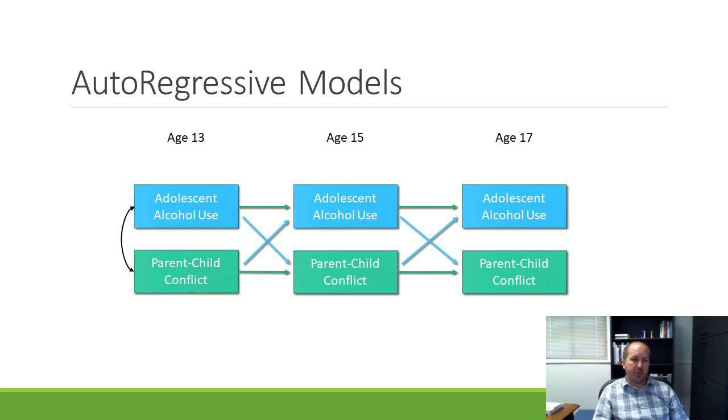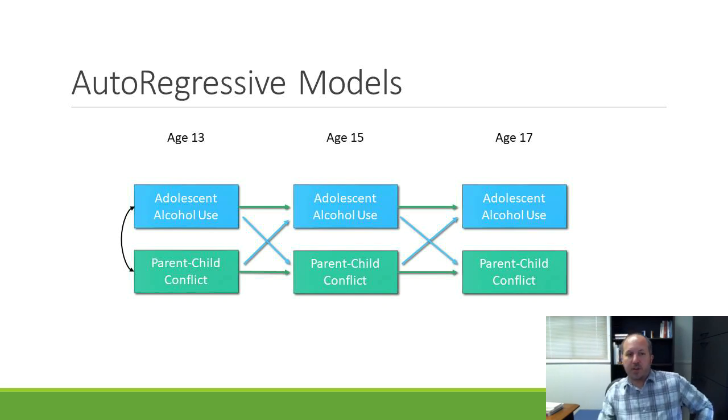Typically, what we would do is constrain the green arrow for adolescent alcohol use in each of those time sequences. If our model gets significantly worse, that means they are significantly different. In other words, adolescent alcohol use is unstable across time. Versus if we constrain those to be equal and our model does not get significantly worse, that means it is stable across time. When we're doing a cross-lag model, we're also looking at how parent-child conflict influences alcohol use, and vice versa, how alcohol use influences parent-child conflict across time.